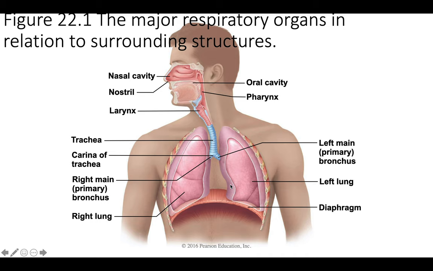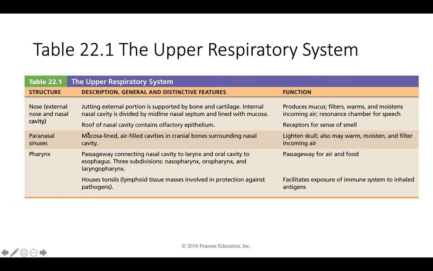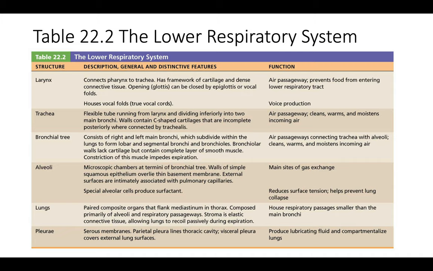So this is the first table, 22.1, and it goes over some of the things that we spoke about. It goes over the structure, description, general and distinctive features, and then the function. I'm not going to go over each one of these things. You're free to read it in the book or look at the PowerPoint, or you can just pause this video and look at it. And here's the next one, table 22.2. It goes over more of the structures, some of which we've discussed.